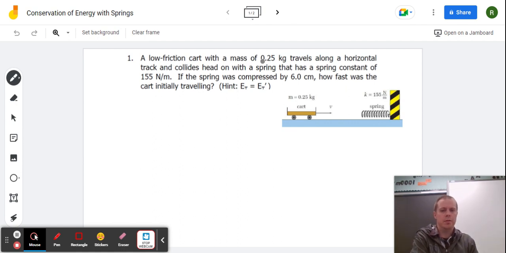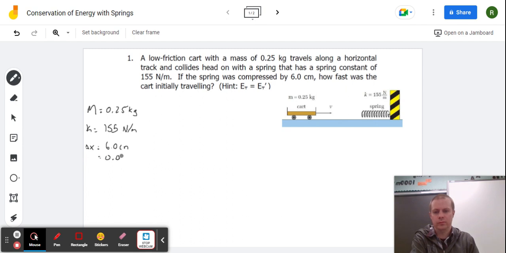So, a low friction cart with a mass of 0.25 kilograms travels along a horizontal track and collides head-on with a spring that has a spring constant of 155 newtons per meter. Okay, so that's our k. If the spring was compressed by 6 centimeters, so that is our x, in centimeters, which we convert to meters, how fast was the cart initially traveling? So we're looking for the final speed of the cart.